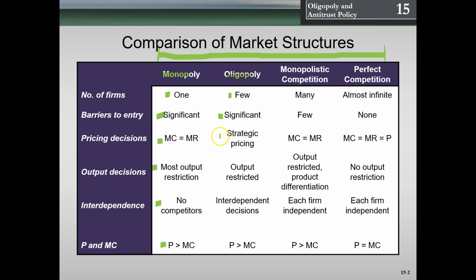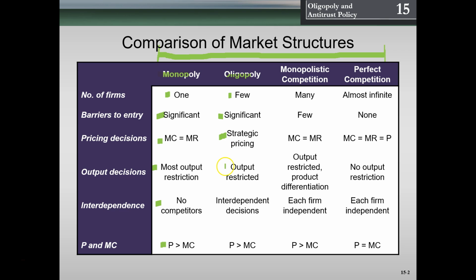Pricing decisions. The only case where we're not going to produce where marginal revenue equals marginal cost is here in the oligopoly, because we're thinking about what the other person is doing. The fact that we're looking at what the other person is doing and not making decisions basically solely independently means that we're going to use strategic pricing. We're going to price strategically, meaning we might have sticky prices. We might try to collude in some kind of way with the other firms so that we can get more monopoly power by setting prices.